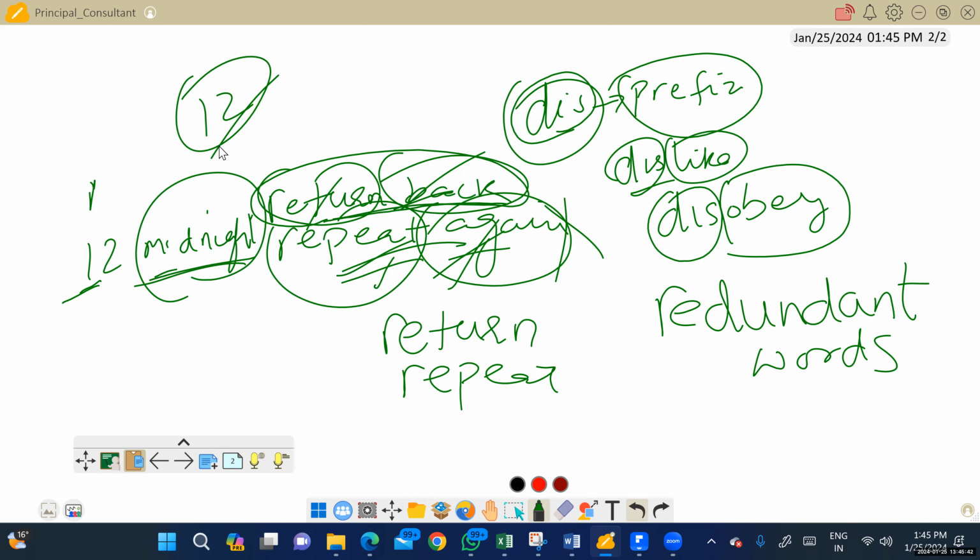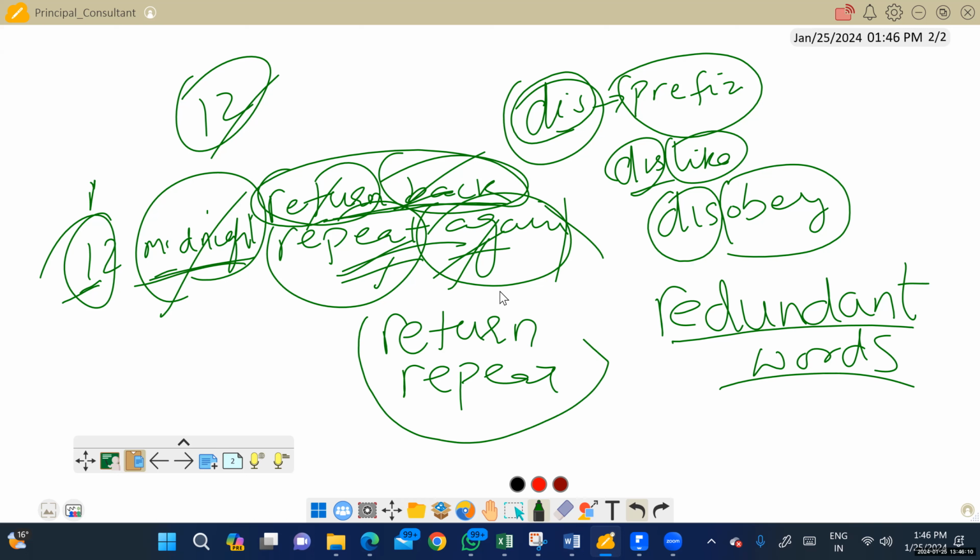Correct? Yes, sir. So we will not keep using 12 o'clock and midnight together. We only use either one. We will just say midnight, okay? Correct? Yes, sir. So there are many words where they are redundant words. So let's use a single word instead of using repeat again, return back. There are many such words where you will have to remove redundancy. Just use one word.